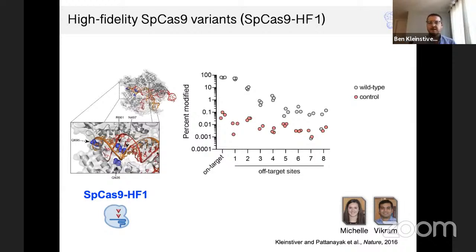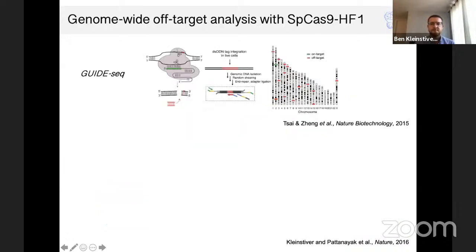What this did is motivate us to engineer a version of SpCas9 that had reduced off-target effects. Because this was published several years ago, I won't describe to you how we did this, but essentially through protein engineering, we were able to make a version of SpCas9 that had much greater specificity. So this high-fidelity version of Cas9 maintained on-target activity at levels comparable to the wild-type protein, but now exhibited no detectable off-target editing at these off-target sites at different positions of the genome. So much greater specificity compared to the wild-type Cas9 protein.